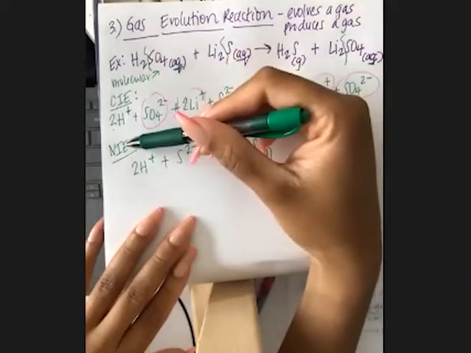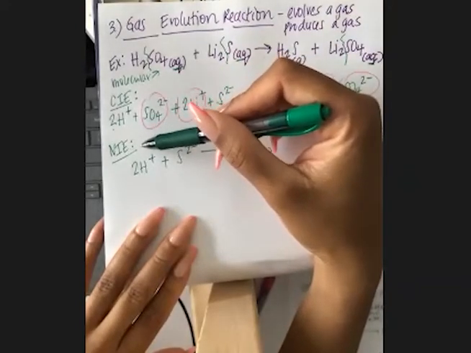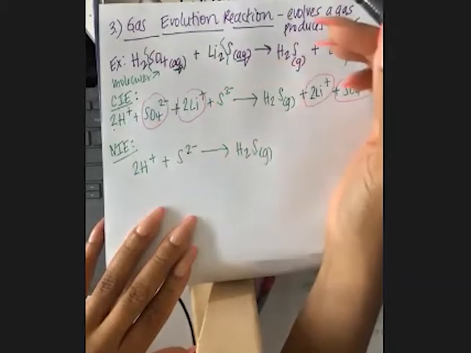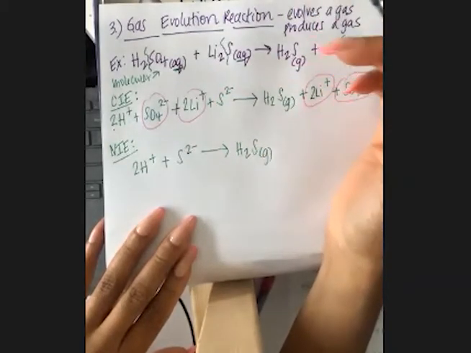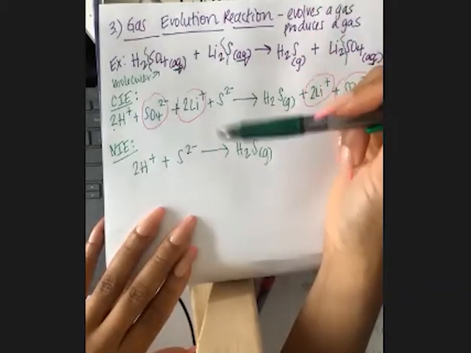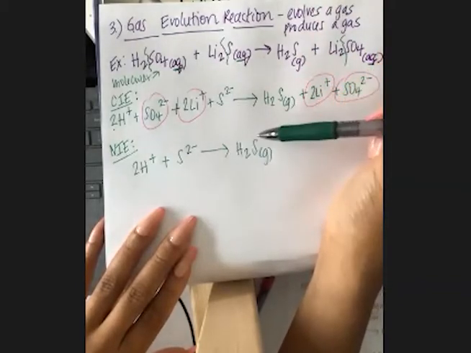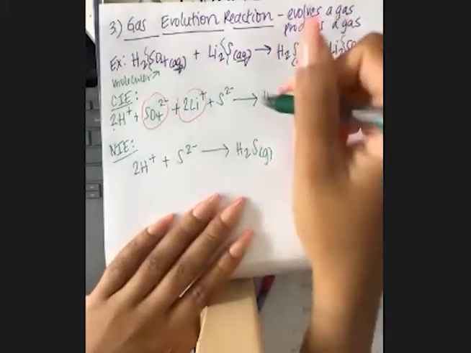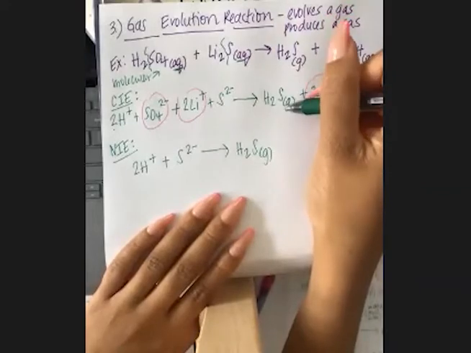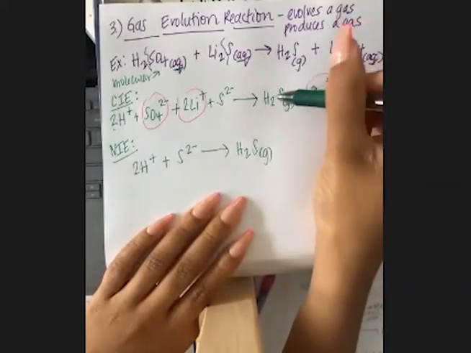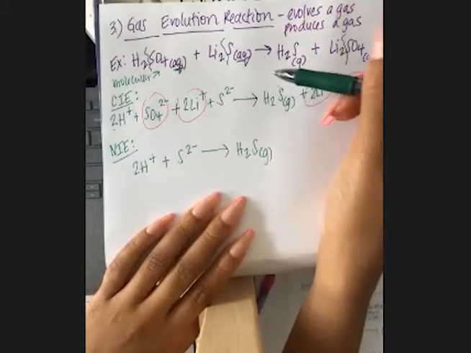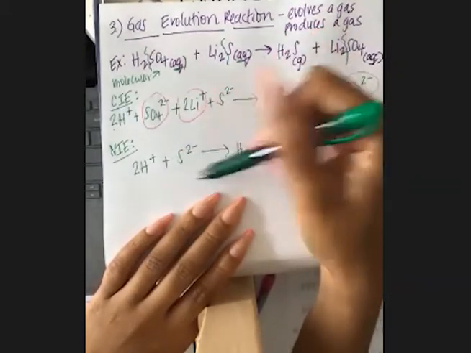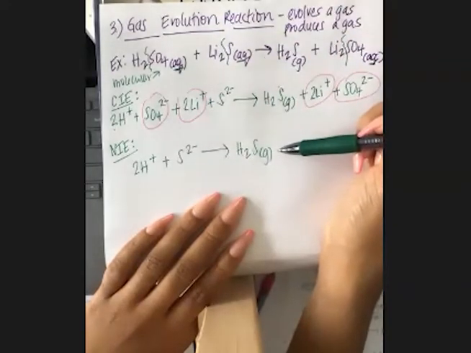When I say net ionic, it's asking what's the overall reaction. It's kind of like when you get your paycheck: you have your gross pay, then they take out your taxes and all that stuff, and then what you're left with. This is what we're left with, and this is the only reaction that's occurring. So we look at the gas and ask what made up this gas. The 2 hydrogens came together with the 1 sulfide ion and formed hydrogen sulfide.